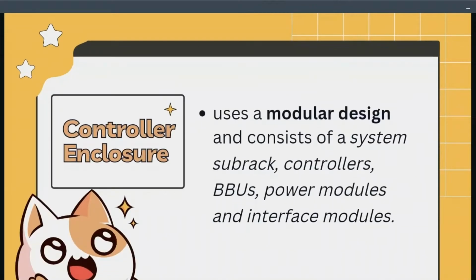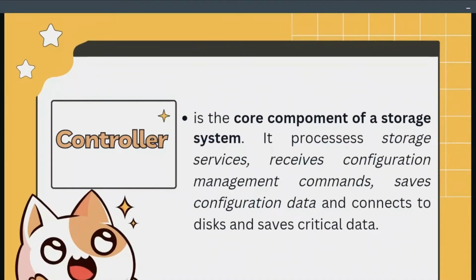So next one is controller enclosure. It uses a modular design and consists of a system sub-rack, controllers, PBUs, power modules, and interface modules. Next, controller is the core component of a storage system. It processes storage services, receives configuration management commands, saves configuration data, and connects to disk and saves critical data. So that is the definition of a controller.